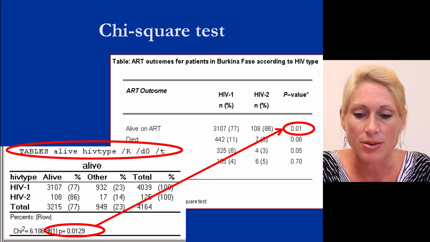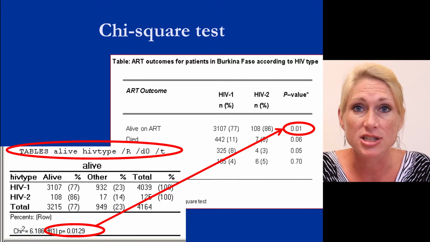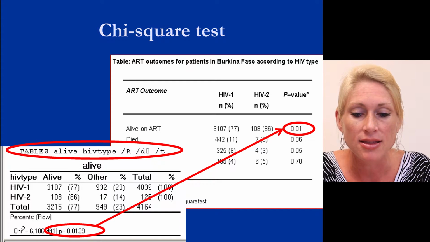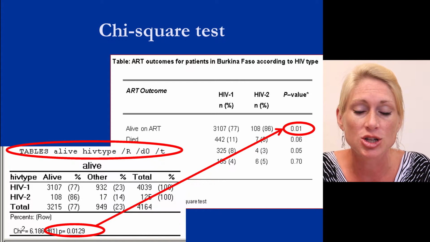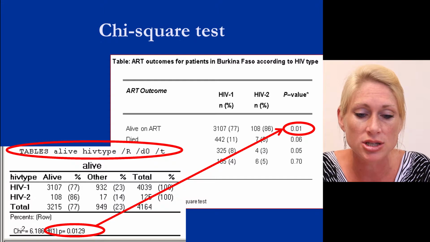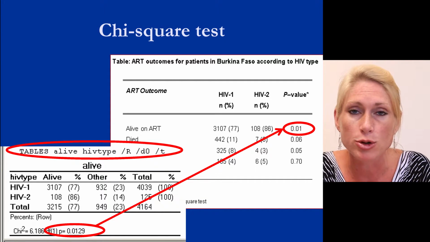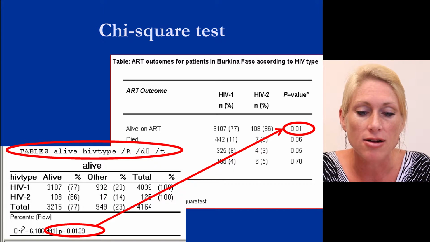So here we are now comparing this proportion with this proportion. We have a small p-value, so we have evidence that yes, there is a difference between HIV-1 and HIV-2 patients with regard to the proportion alive on ART. A higher proportion of HIV-2 patients are alive on ART compared to HIV-1 patients.